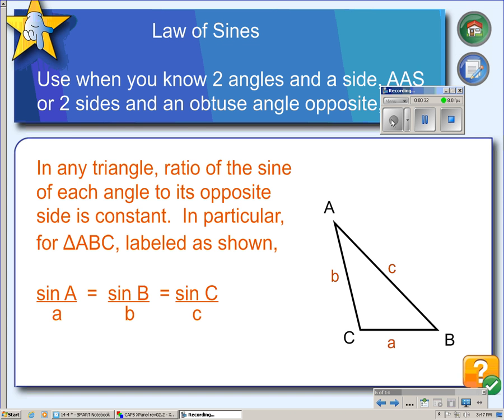The law of sines is useful when you know two angles and any side, because if you know two angles, you can always find the third angle. Or if you know two sides and an angle opposite from one of those sides.